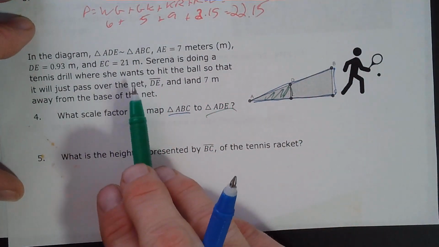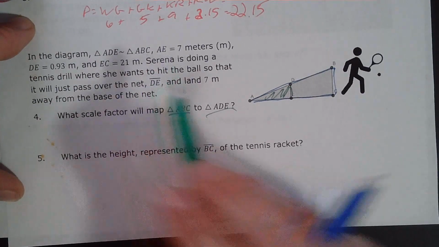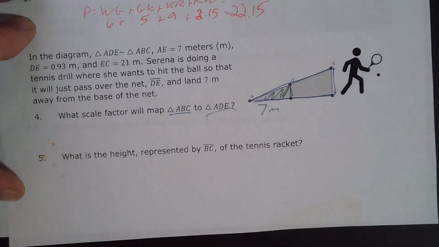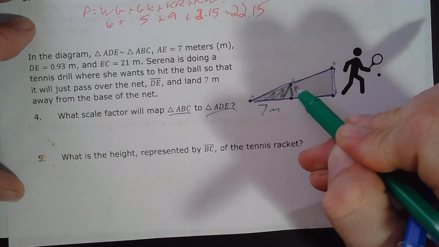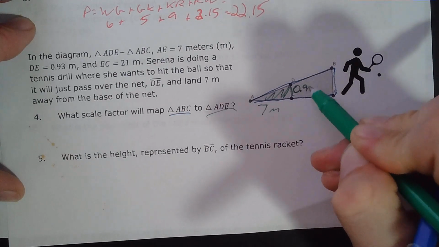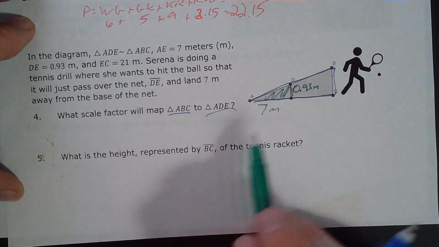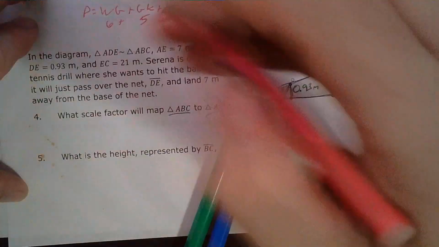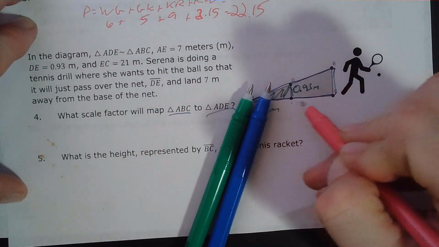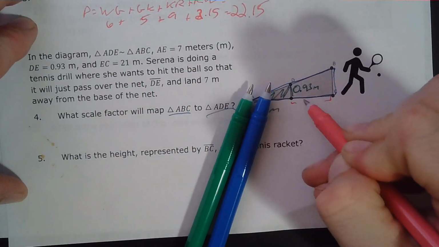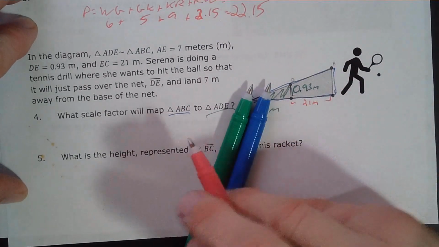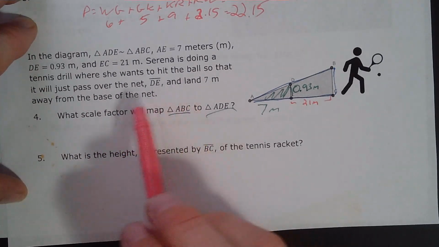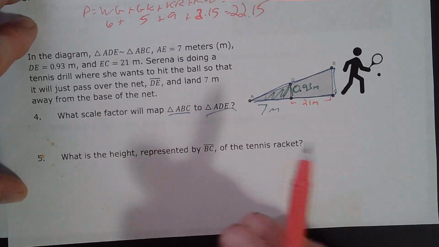Alright, so AE is 7 meters. DE is 0.93 meters. EC is just this weird proportion, it means nothing. It's from here to here. It's 21 meters. And that's it. Just doing some drills, figure out some stuff. Okay.